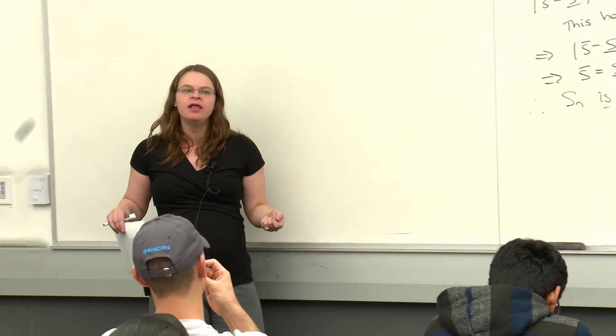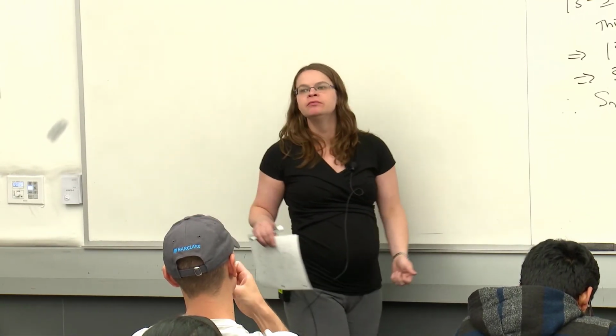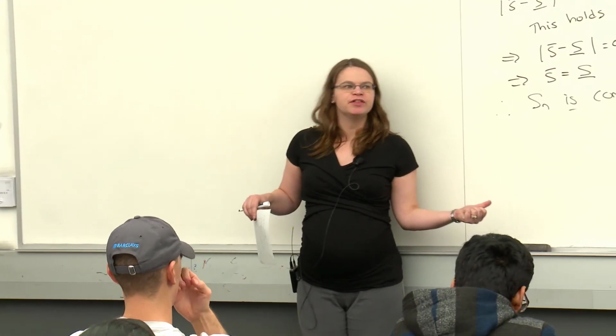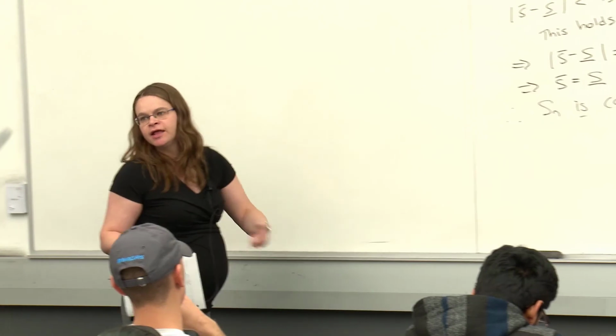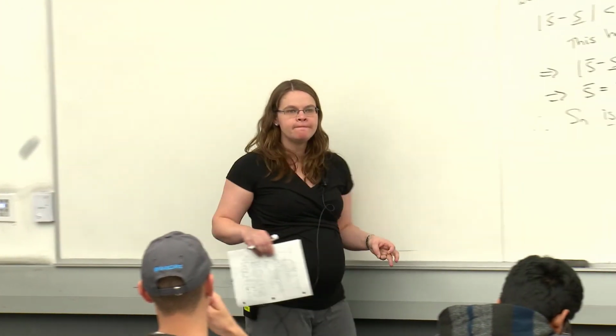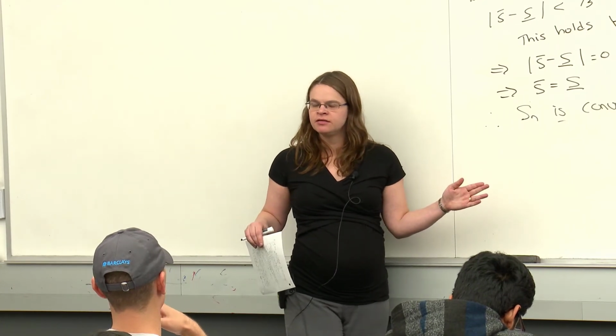And on the flip side, if you want to show something's not convergent, well, you can show that the definition of the limit breaks, or you can just show it's not a Cauchy sequence, right? And that tells you not convergent. So you have these tools. Any questions on that?